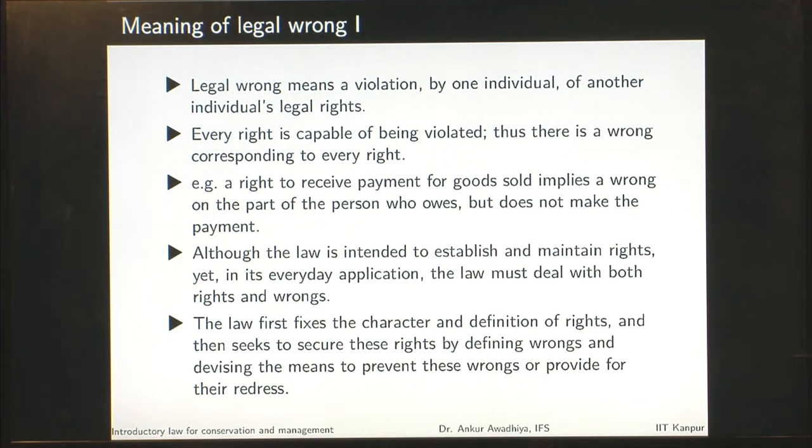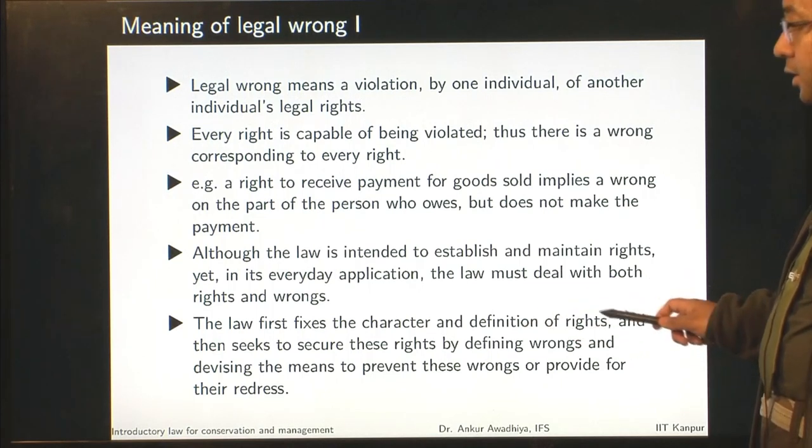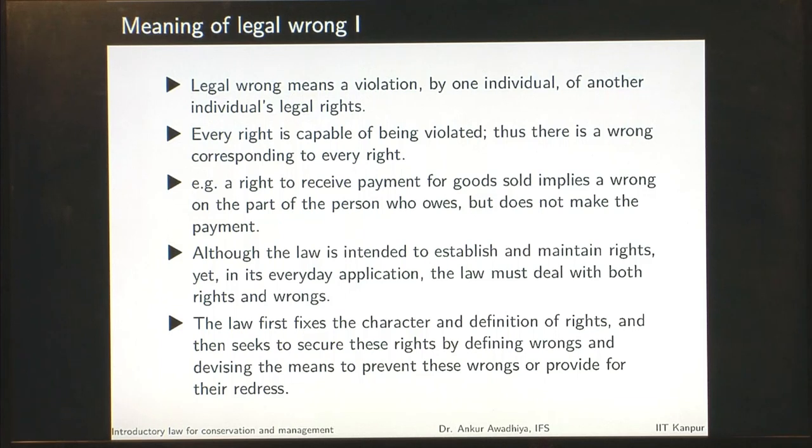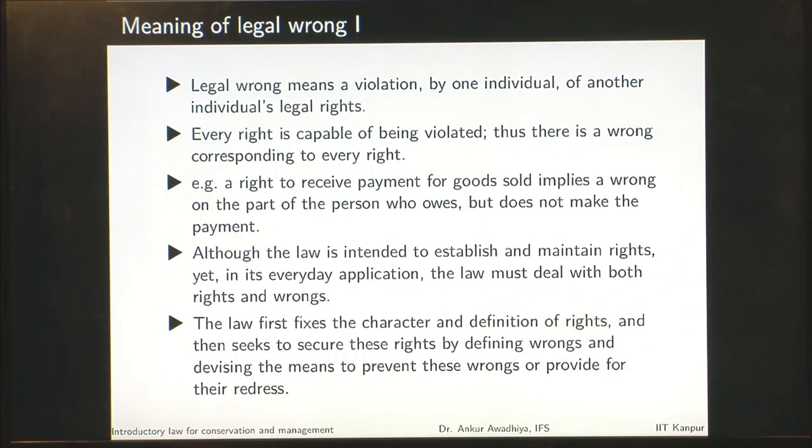So the law first fixes the character and definition of rights. So the law tells what are the rights that are there with different people. What is the definition of these rights? What are the characteristics of these rights? And once the law has fixed or established what are the rights, then the law seeks to secure these rights by defining wrongs. So for example, if you look at the Indian Penal Code, you will find a list of all kinds of wrongs. Wrongs like murder, wrongs like theft, wrongs like robbery.